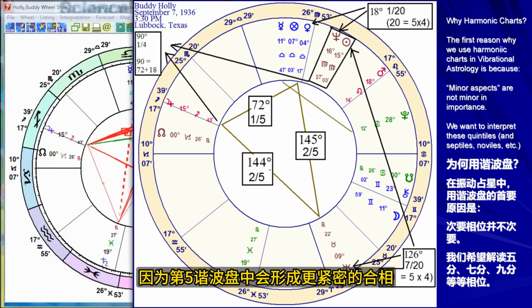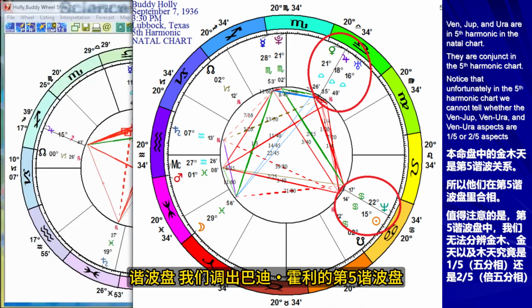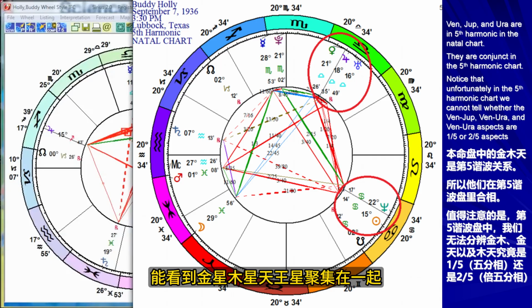Because if they're closer together as conjunctions in the fifth harmonic chart, that chart where we multiply all the angles between all the planets by 5 is called a harmonic chart. When we multiply by 5, we get the fifth harmonic chart. The orbs will show up as well. So we'll have a nice picture of it, and we'll see the orbs. Let me show you that. There's the harmonic chart. When you calculate the fifth harmonic chart for Buddy Holly, you'll see Venus, Jupiter, and Uranus all together.